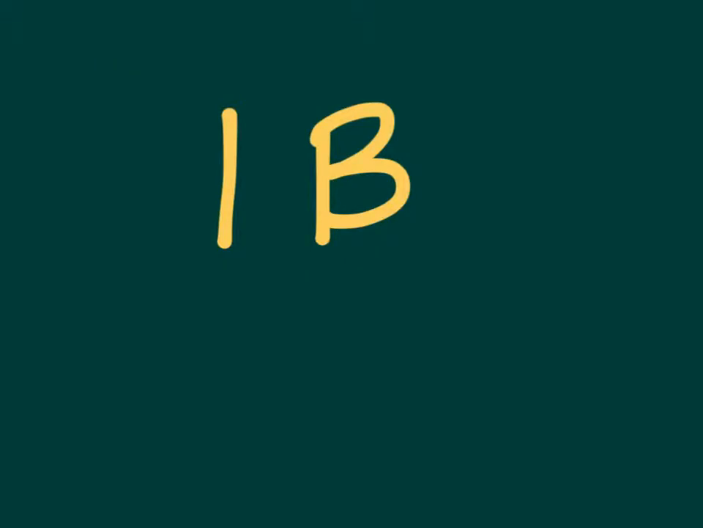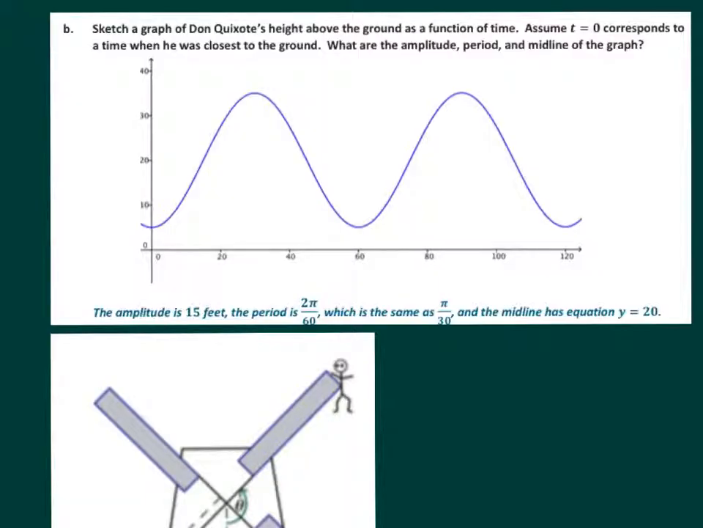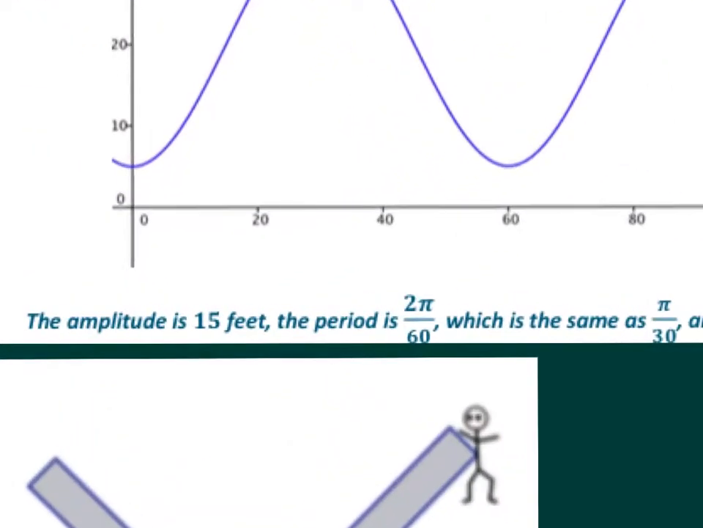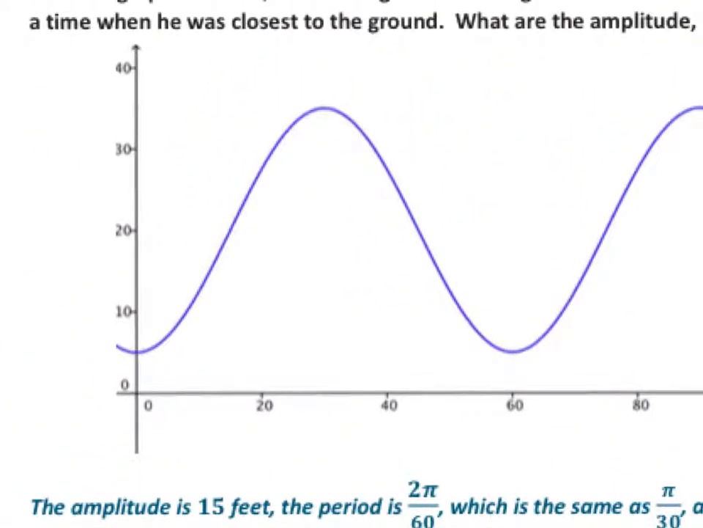All right, here's part B. Sketch a graph of Don Quixote's height above the ground as a function of time. Assume t equals 0 corresponds to a time when he was closest to the ground. So it starts at the bottom, and you notice closest to the ground means he's at 5 feet right here, and I'll zoom in a little bit better so you can see that. Starts at 5 feet there, and he's moving all the way up.